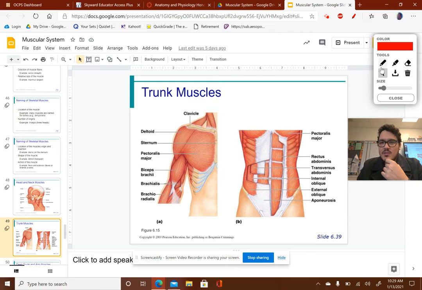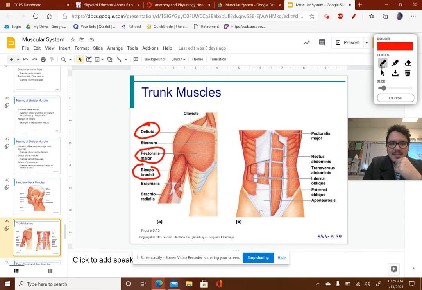Next, your trunk muscles. In regards to your trunk muscles, we have some muscles of the arms that we need to identify. Deltoid is a triangular shaped muscle that you see here. Pectoralis major is your primary pec muscle, your primary chest muscle. That's the one we're going to be focusing on. And then finally, biceps brachii, aka just your biceps, right?